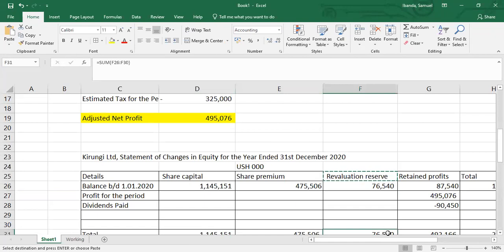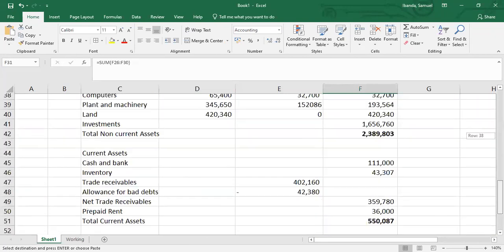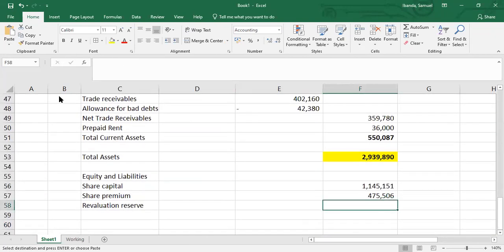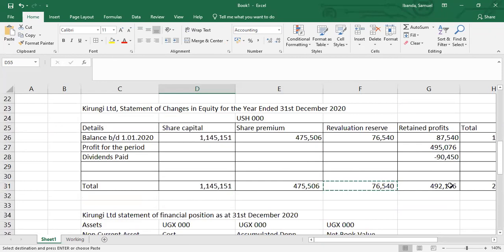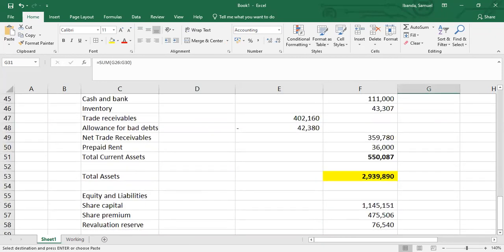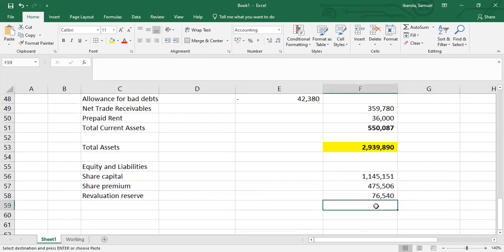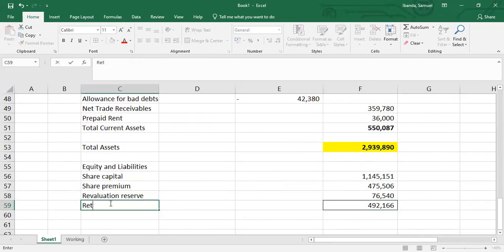Which is 76,540. I'll record it there. And then I'll say 49,166 is actually retained earnings. So this is retained earnings. Sorry, let me just try to do this. Call this retained earnings, or what you might call your retained profits. Okay.